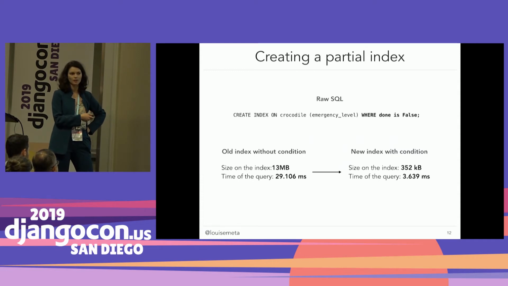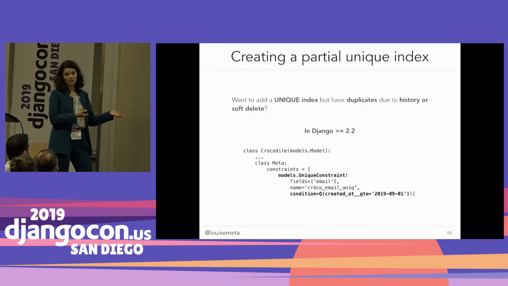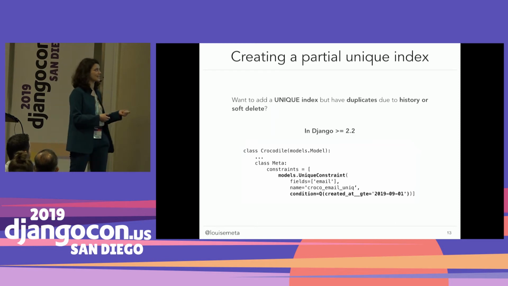Let's say you have a forum, the people can delete their messages, but you don't remove them from a database, you mark them as deleted. This can be the kind of use case where a partial index is pretty good. You can, of course, do partial unique indexes.